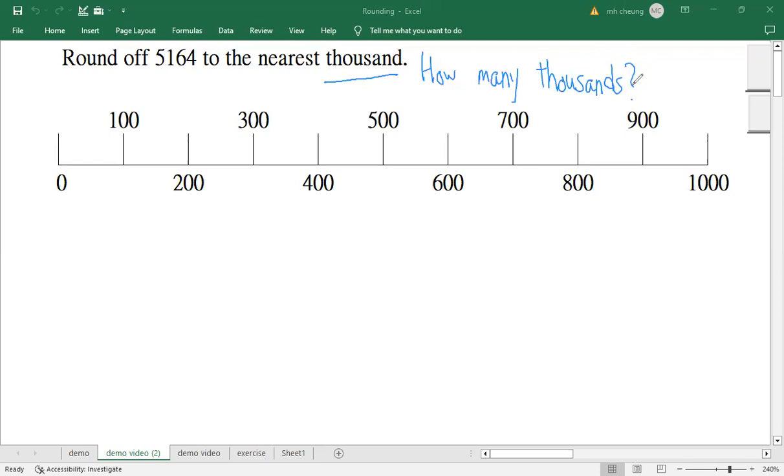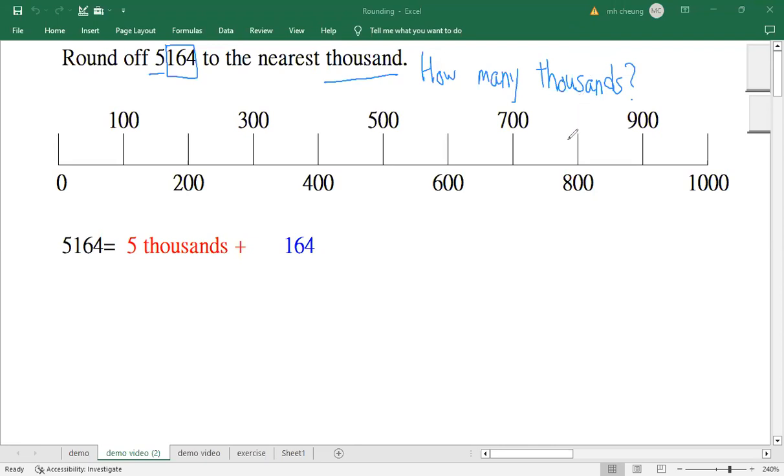So digit 5 has the place value equal to 1,000. So at least this number should have 5,000 already. But I want to know how to describe the remaining 3 digits here. Okay, so let's break down the number. 5,164. Okay, I can separate it into 5,000s followed by the remaining 164.